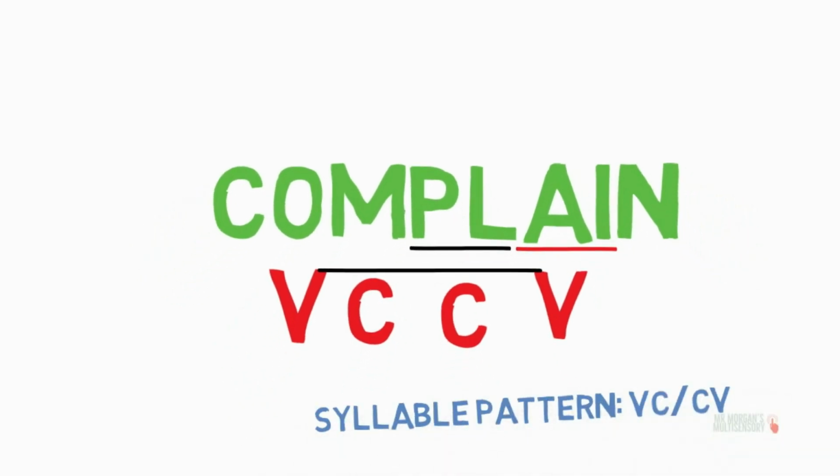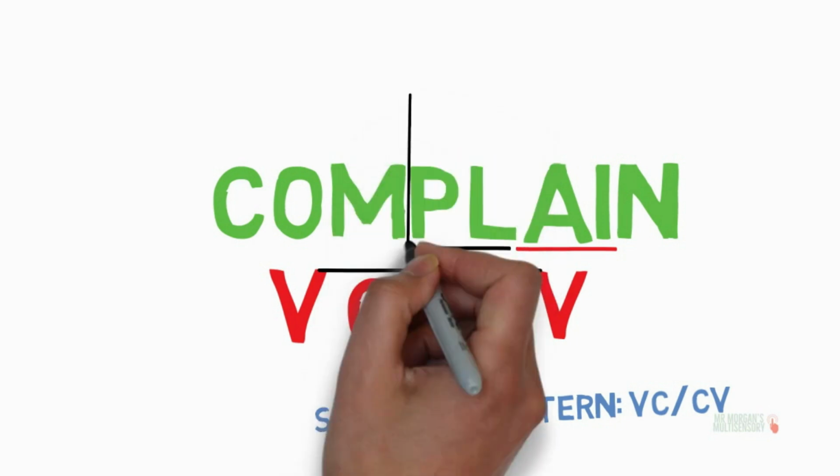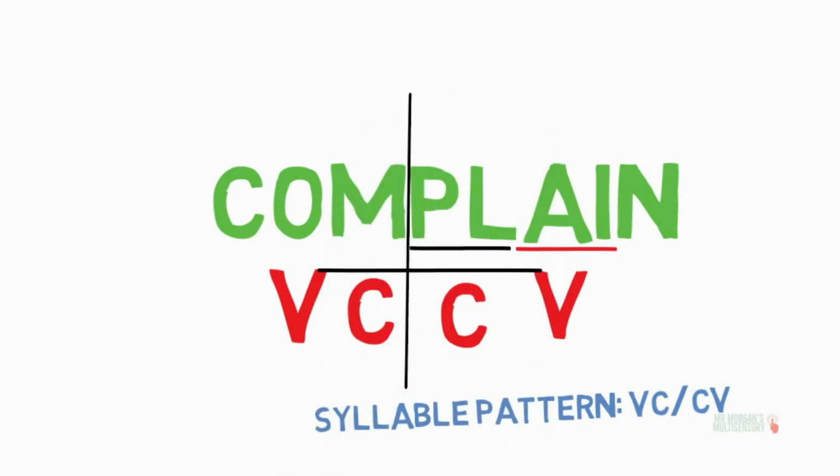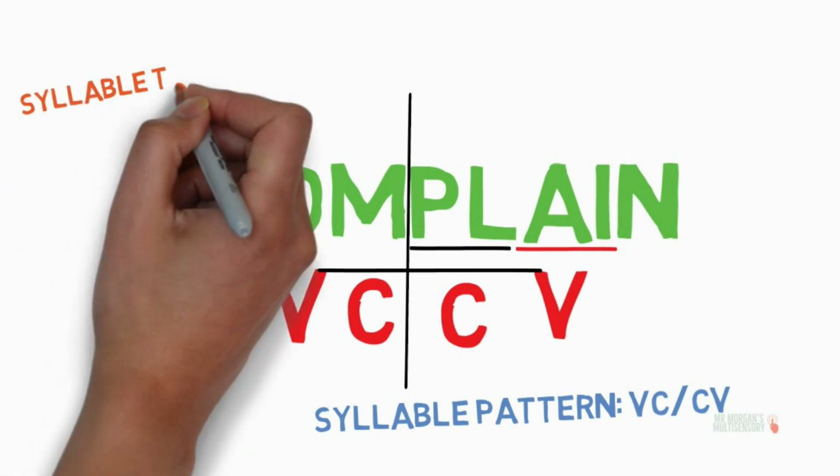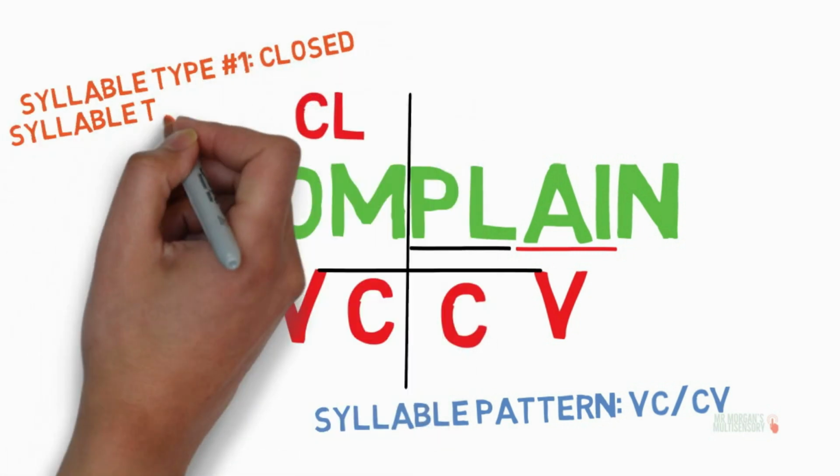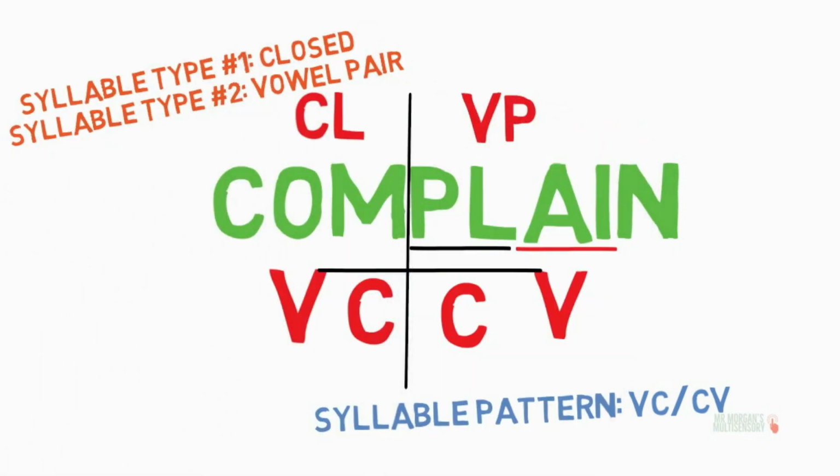Now we see the VCCV syllable pattern, and we know we can break between the consonants. Then we label the syllable types. The first is closed, and the second is a vowel pair. Decode the word accordingly. Incorporate the schwa sound to ensure students have strategies with these types of closed syllables: come, plain, complain.